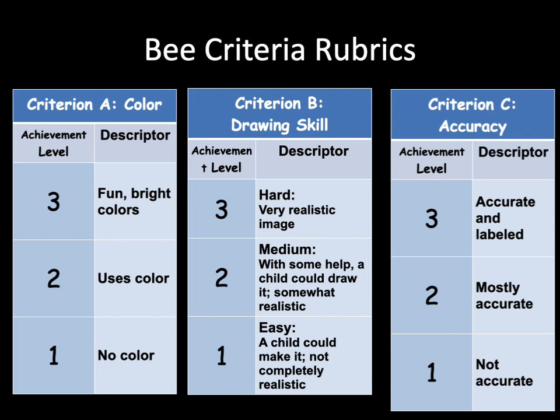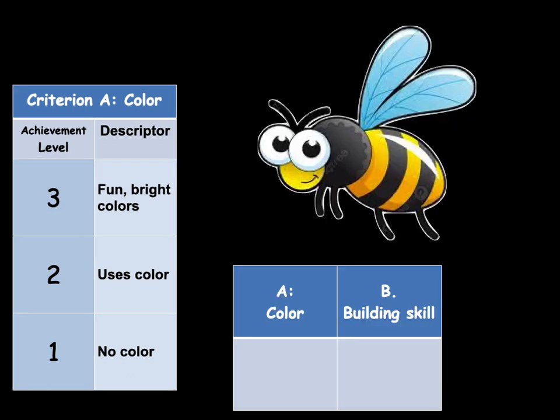So let's take a look at how we would start assessing our little bees. If we look at this first drawing, this is my fun drawing. It's a kind of friendly looking little bee. It's probably the kind of drawing of a bee I would make, to be honest. And how would we score it? Does it use color? Yes, it uses color. Are the colors fun and bright? It is a pretty bright color. So we could give that a 3 because it's fun looking, it's bright, cheery.